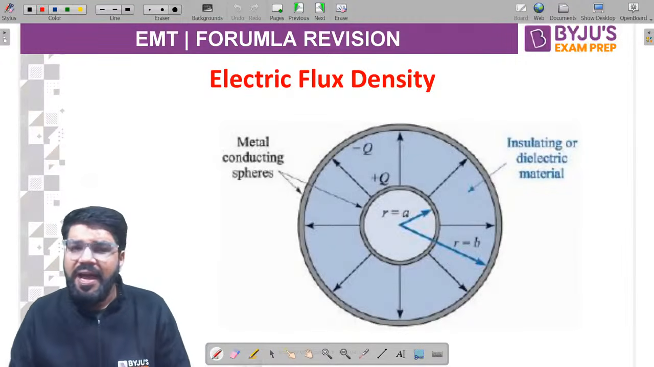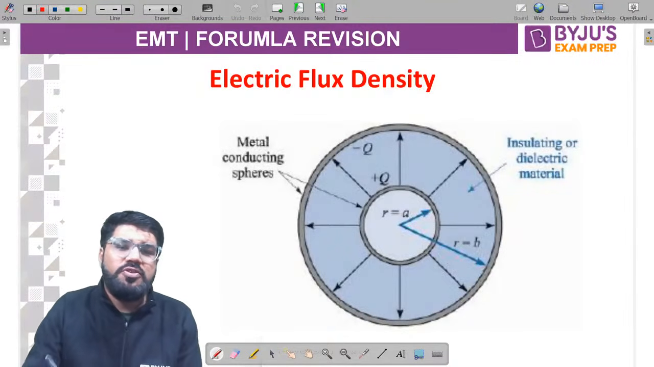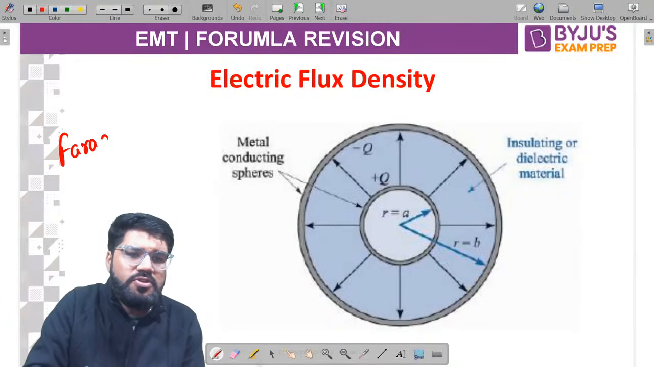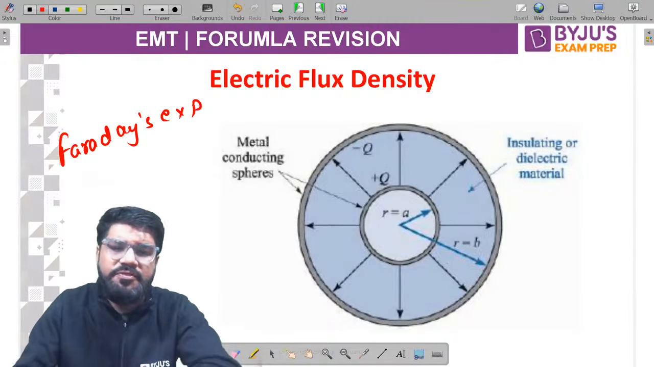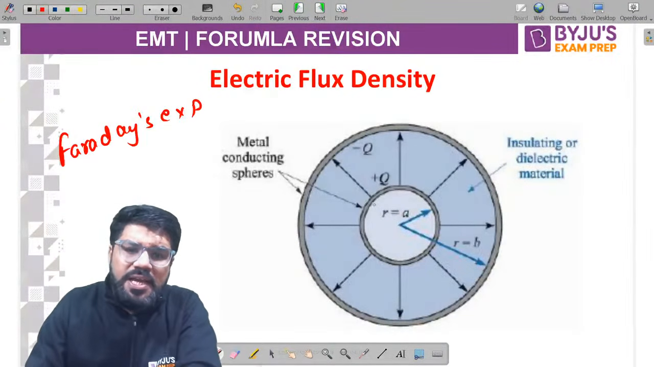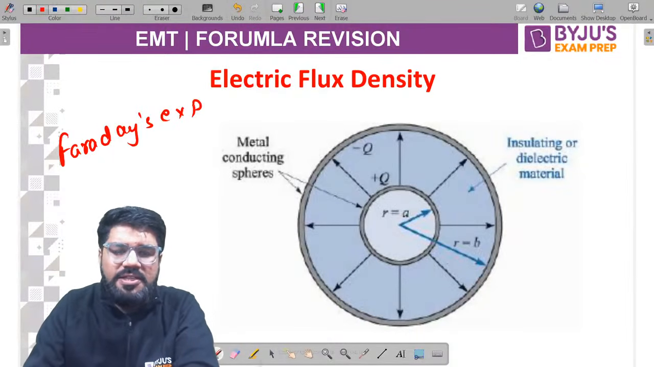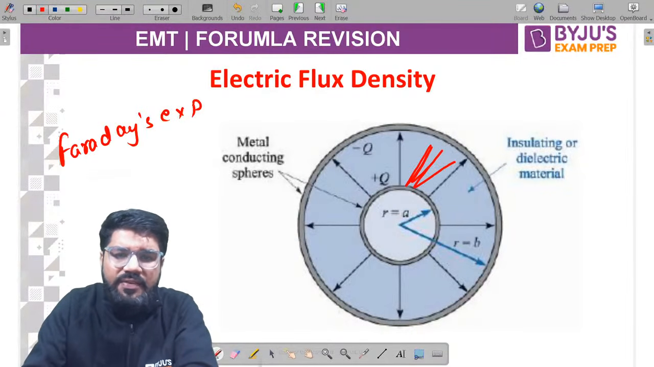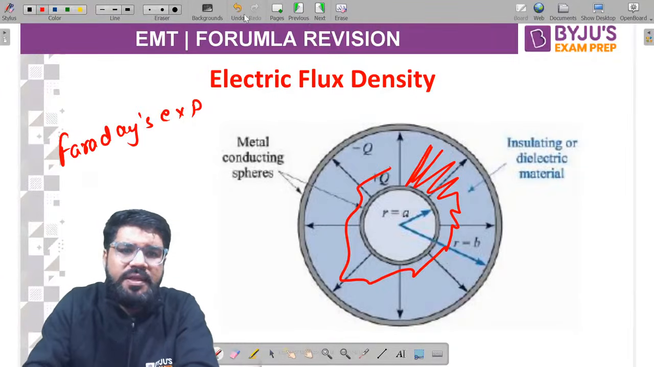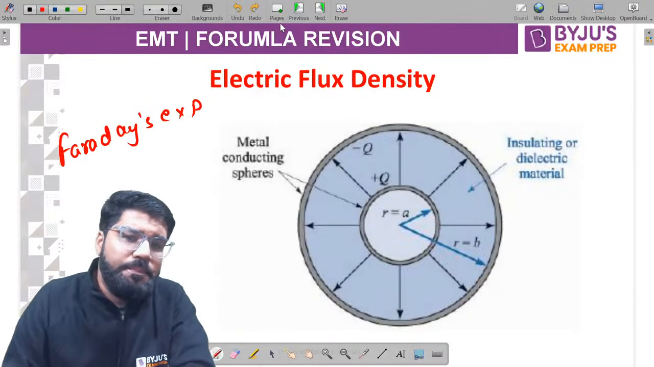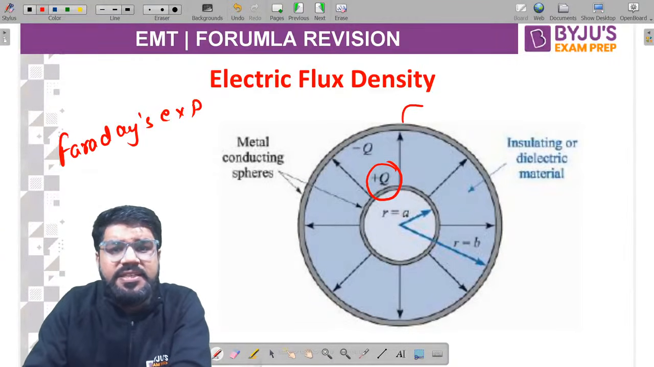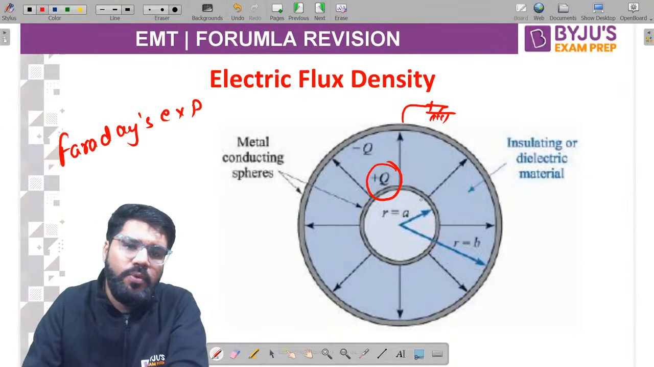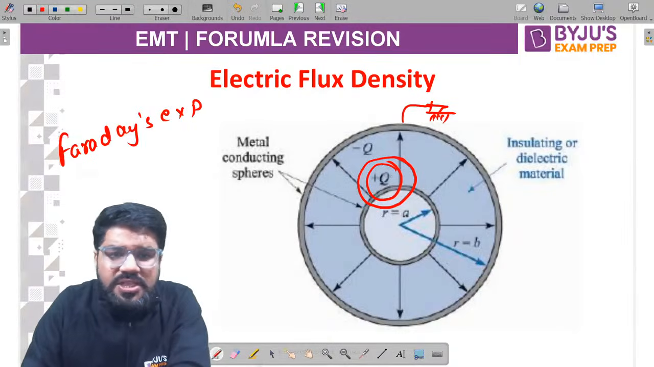Now the concept of flux, which was first demonstrated by Faraday's experiment. What was Faraday's experiment? He took two concentric spheres, the inner sphere inside the outer sphere, separated by a dielectric material. The outer sphere was initially discharged by connecting it to the ground, and the inner sphere was given some known charge plus Q.